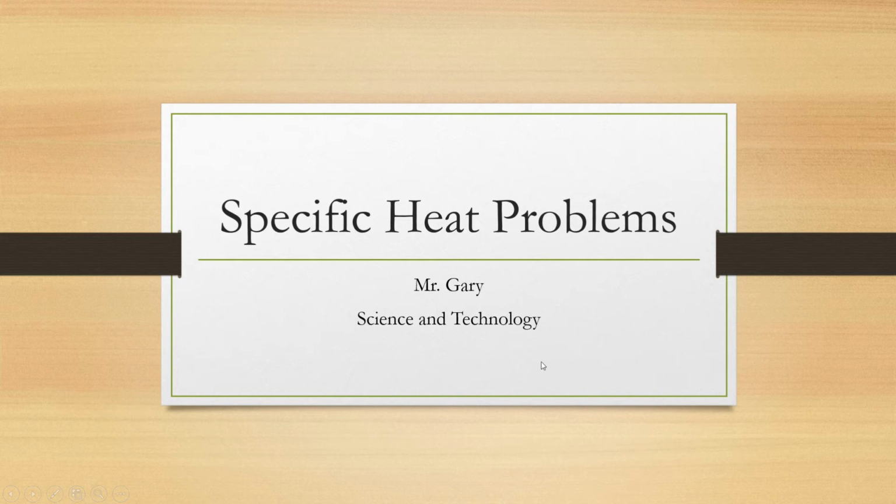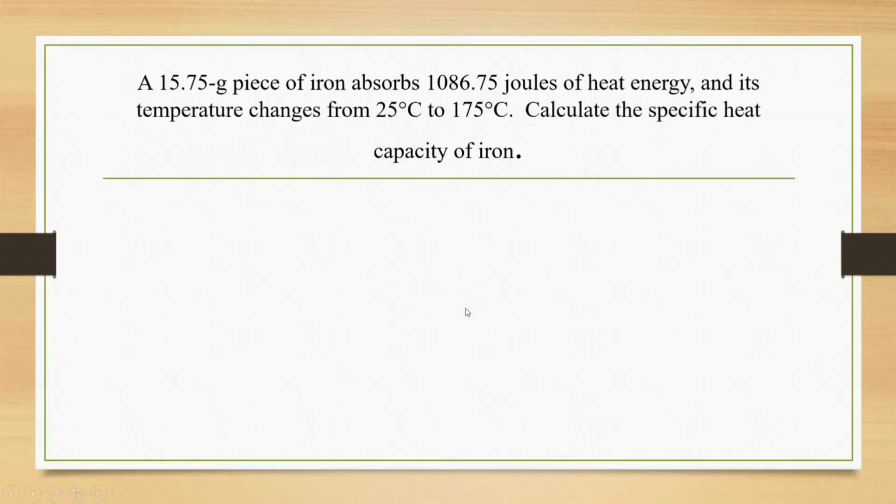Specific heat problems. A 15.75 gram piece of iron absorbs 1086.75 joules of heat energy, and its temperature changes from 25 degrees to 175 degrees Celsius. Calculate the specific heat capacity of iron.